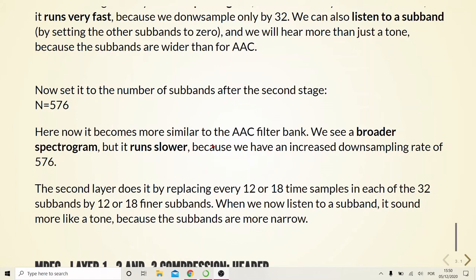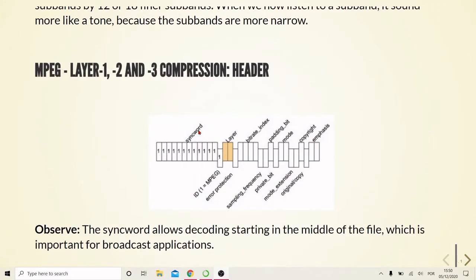Then if we would listen to a subband, it would sound more like a tone because the subbands now are more narrow. Here we see a header of a bitstream, for example, used in the MPEG layers 1, 2, and 3. And it's very important when we're streaming something over digital radio or internet, and we need some information so that the decoder can play back what is being streamed.